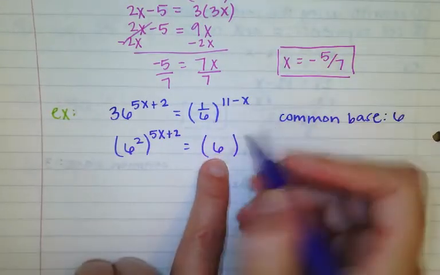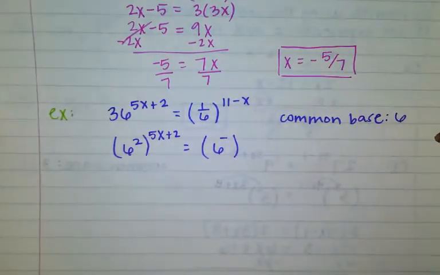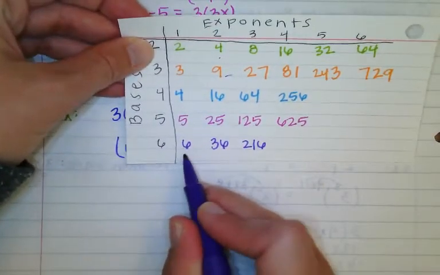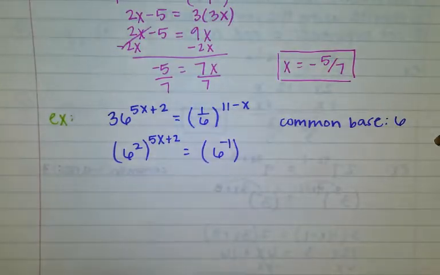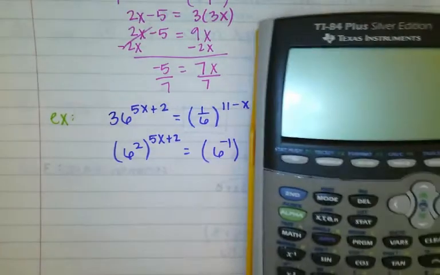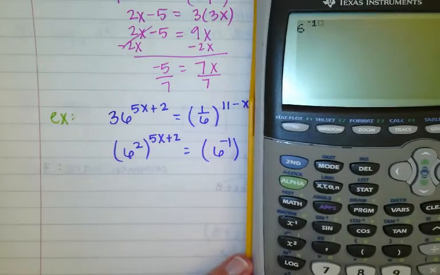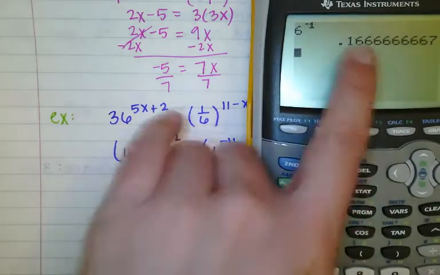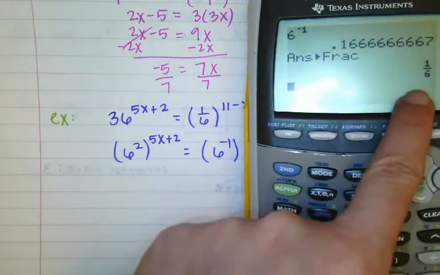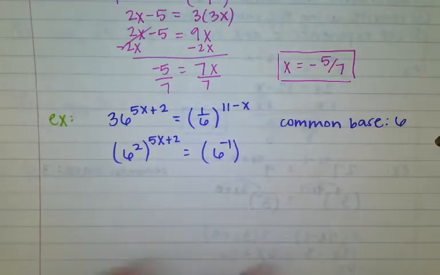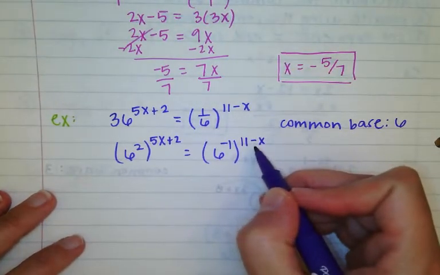On the right side, I need the 6 to become a fraction. So I need a negative exponent. Since it's staying as a 6, it would just need the negative first power. Now, if you want to make sure that you're right because you don't feel confident, then in your calculator, 6 to the negative first power, crazy decimal, math, enter, enter, that's the same as 1/6. So you can make sure that you're right before you go any further in the problem. The 11 minus x is still there.